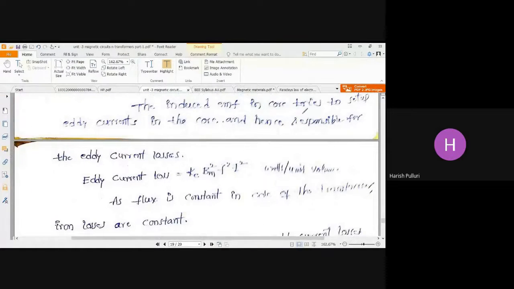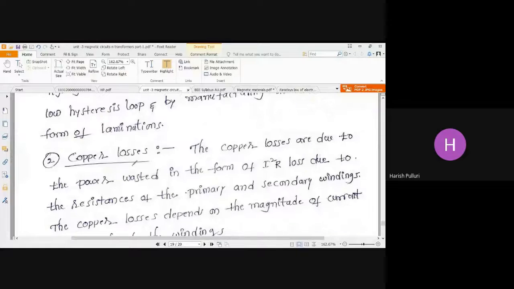Some amount of the current is flowing through the transformer core. Hence, this produces eddy current losses. So that current produces eddy current losses. Clear? Right. And the next one is the copper losses.